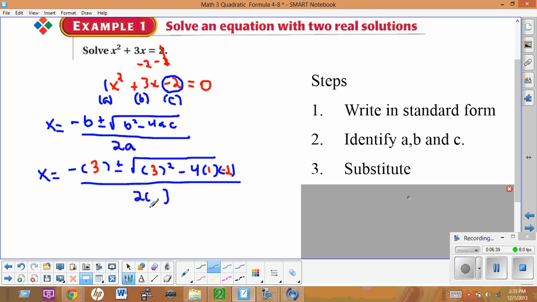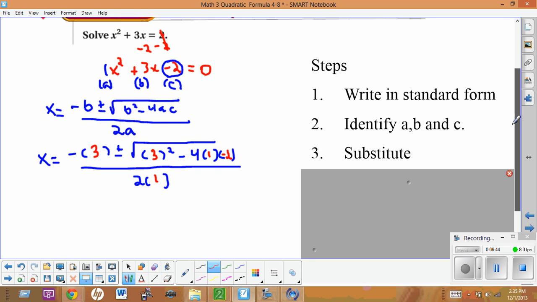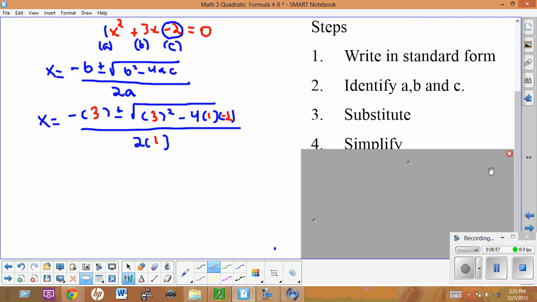Quick substitution. Okay, so we wrote in standard form by setting equal to 0. We identified the a's, b's, and c's, making sure we took any negatives. We did a substitution, so we just substituted the a, b, and c into our formula. And our last step is simply simplify. And this is all arithmetic.